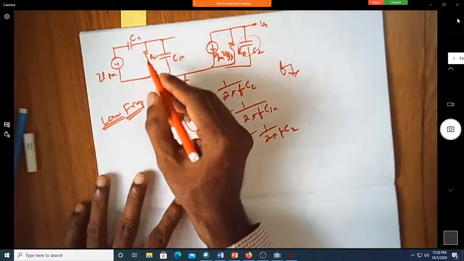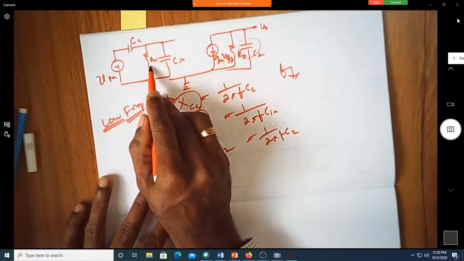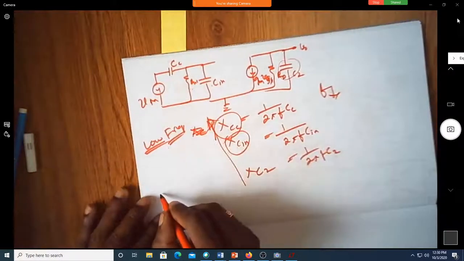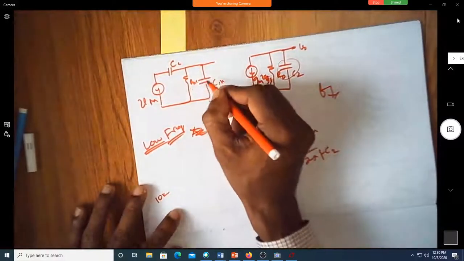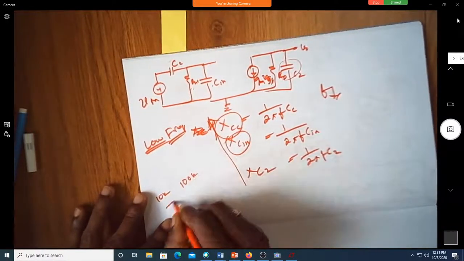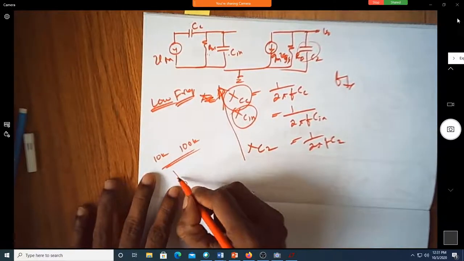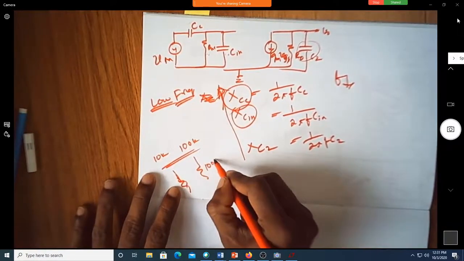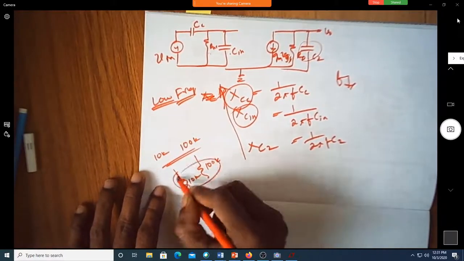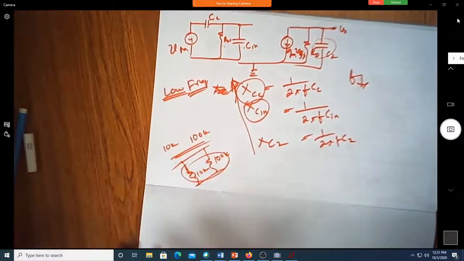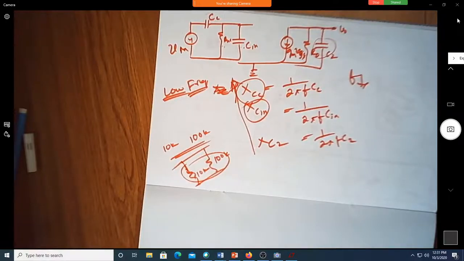Now between Rin and this, assume that Rin is something like 10k and the effective resistance of this is something like 100k. When these two are in parallel, which one do you neglect? Will you neglect the lower one or the higher one? The higher one. Why? Current will follow low resistance paths.